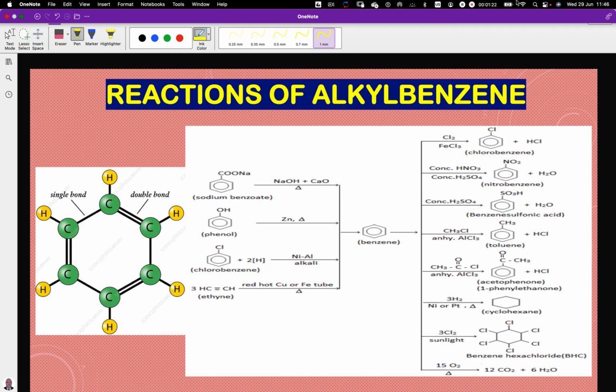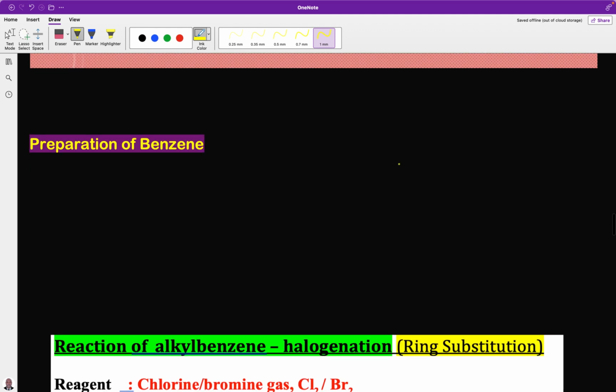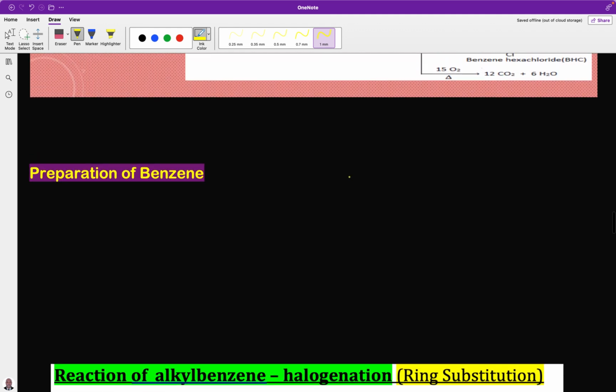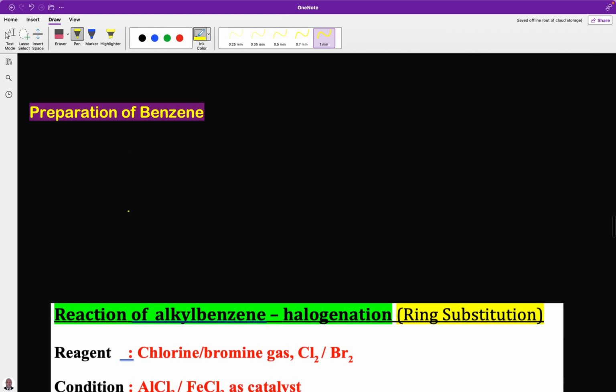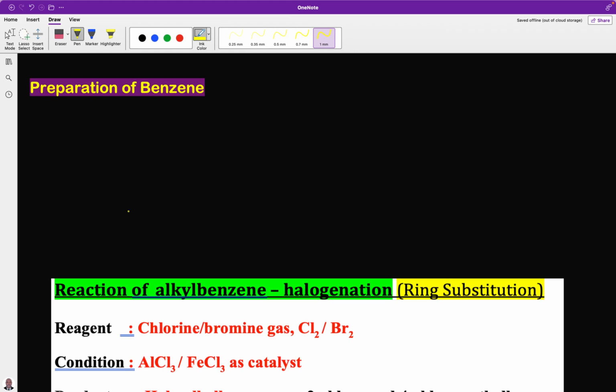Reactions of alkylbenzene. You know that benzene, all alkylbenzenes, these are compounds having alkyl groups on the benzene ring.